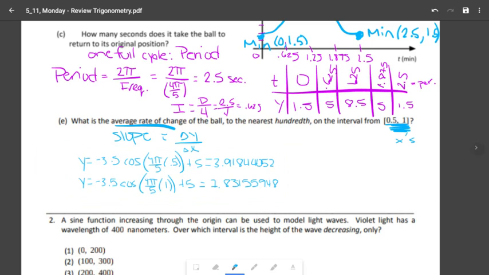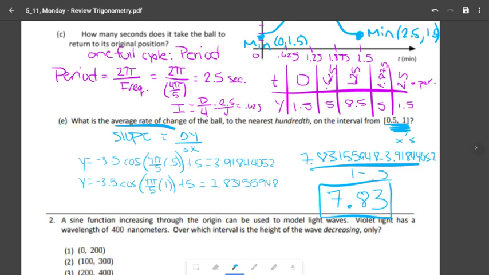So now my slope formula, change in y's, I am going to subtract them, over the change in x. You can type that into your calculator and then round to the nearest hundredth, two decimal places, and you should get 7.83.